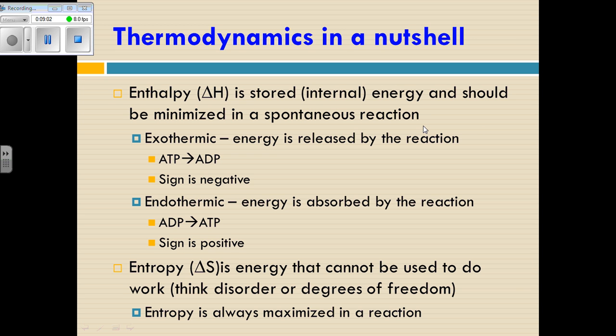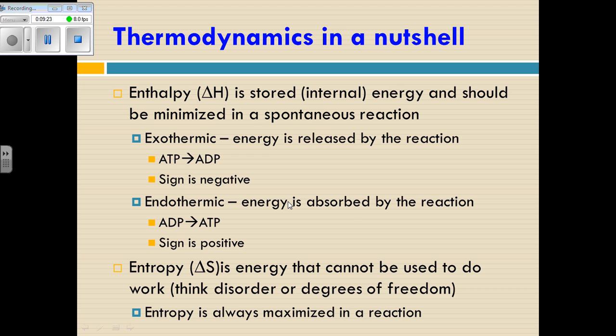And in a spontaneous reaction, you want the stored energy to be minimized. You want to release whatever energy you can. Exothermic reactions are ones where energy is released. An example that is relevant for us is ATP becoming ADP. The sign of the enthalpy is negative. That means that the energy gets released. It comes out of the molecules.